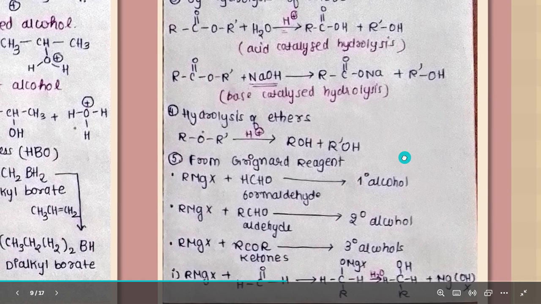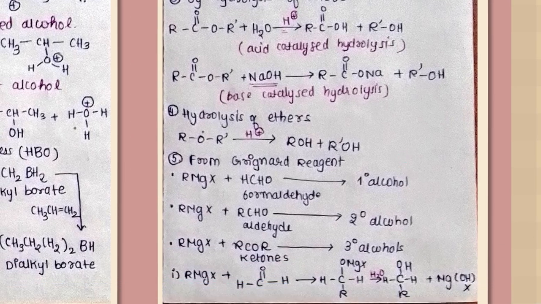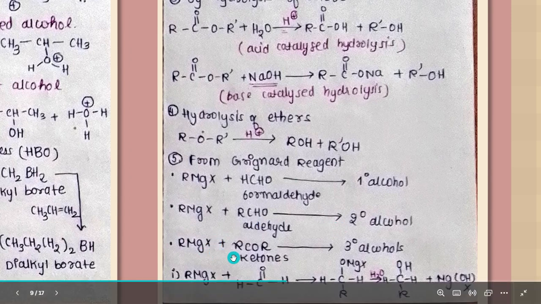RMgX plus RCHO, which is a simple aldehyde except formaldehyde. If it is formaldehyde, it will give me primary. If it is not formaldehyde but some other aldehyde, it will give me secondary alcohol. And this Grignard reagent on reaction with ketones will give me tertiary alcohols.